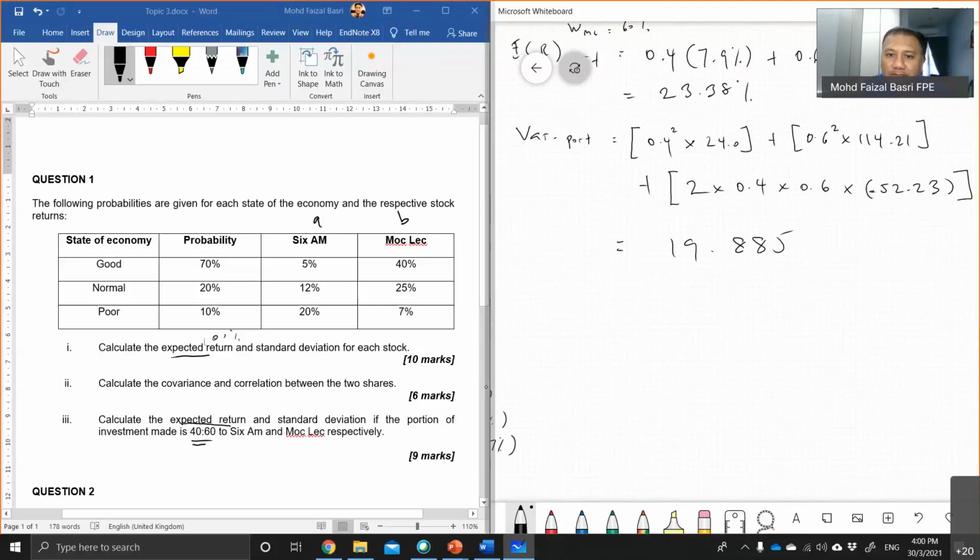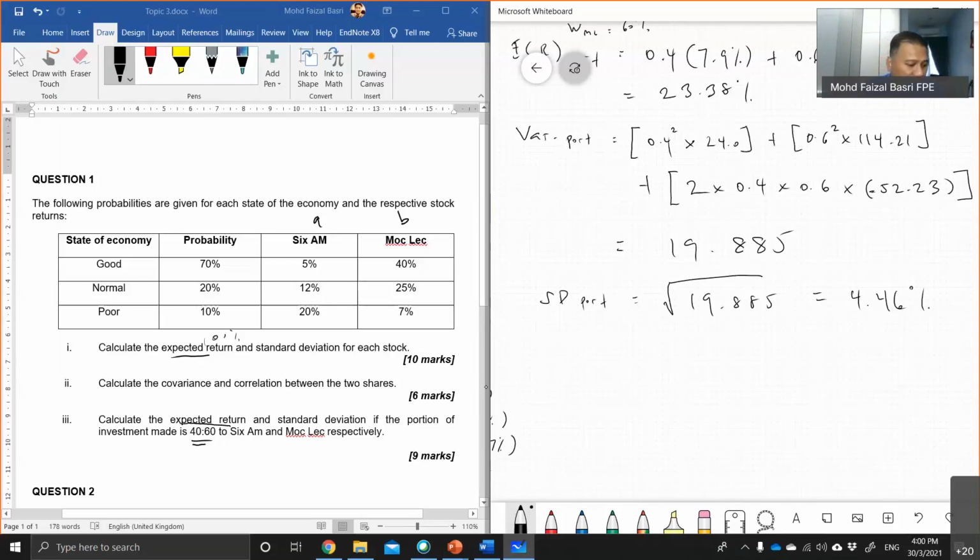Okay, so the standard deviation of the portfolio would be the square root of 19.885. So we have 4.46, yes, 4.46%.